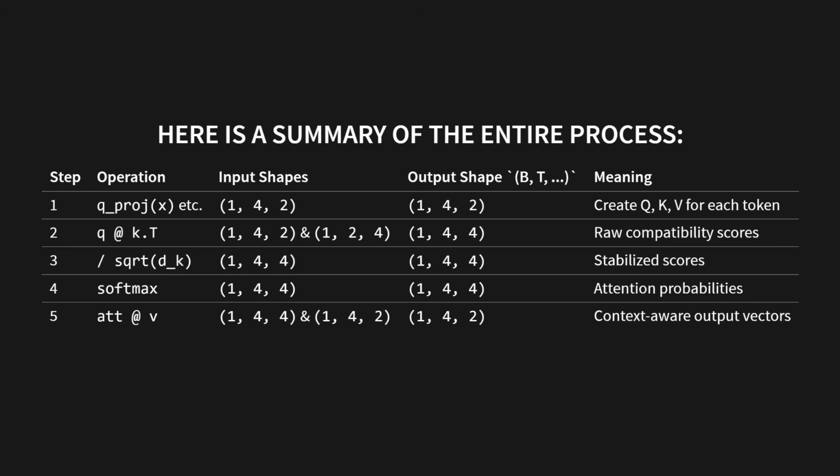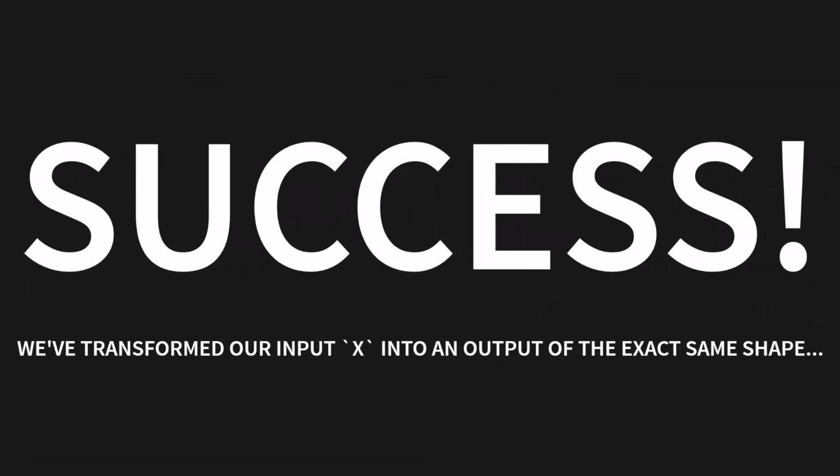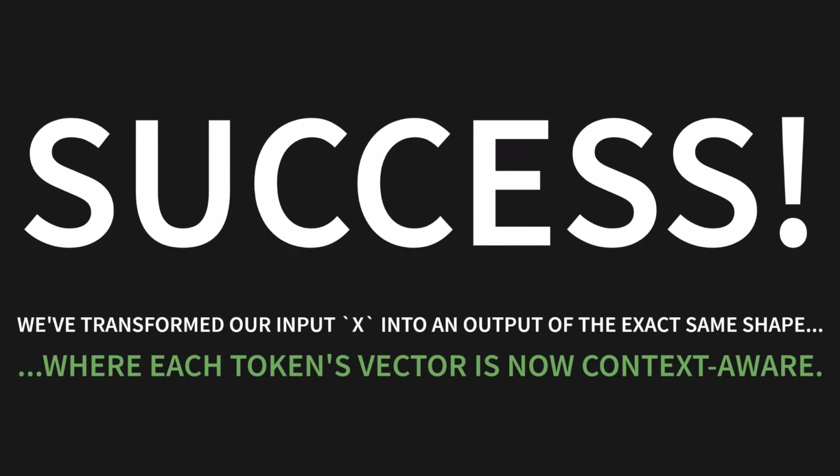Here is a summary of the entire process. Look at this table. Step 1, we create Q, K, and V. Step 2, we multiply Q and K transpose to get raw scores. Step 3, we scale by the square root of d_k. Step 4, we apply softmax to get attention probabilities. And step 5, we multiply those probabilities by V to get our final context-aware output vectors. Success! We've transformed our input X into an output of the exact same shape, where each token's vector is now context-aware.